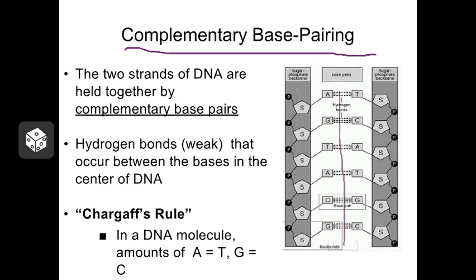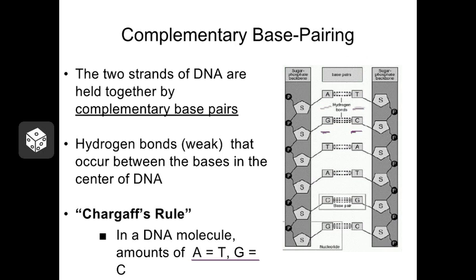The rule goes like this: adenines will only bind with thymines. So anywhere you find an A on one strand, across from it you're going to find a T. Also, guanines will only bind with cytosines. So we say the rule is A with T, G with C, also known as Chargaff's rule, named for the scientist that characterized this.